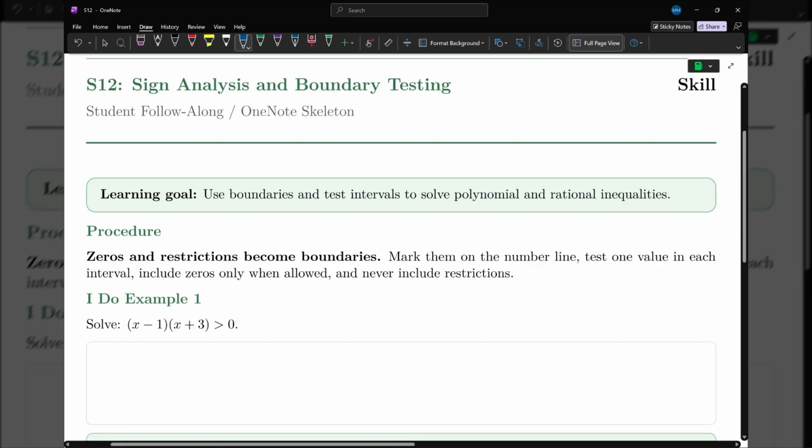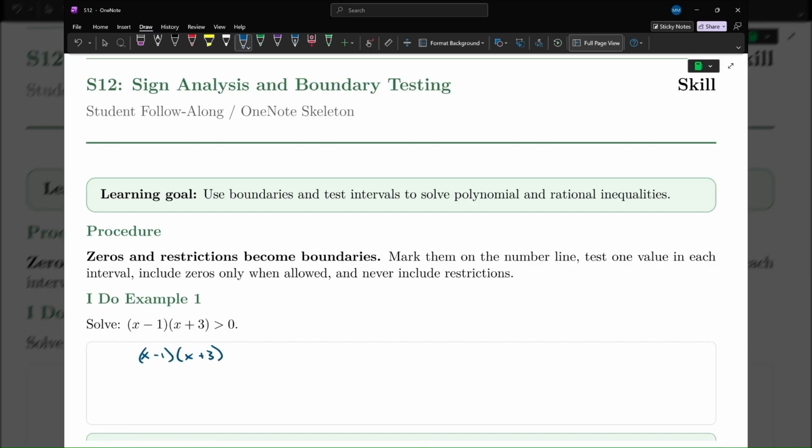This first question asks us, when is x minus 1 times x plus 3 positive? Our first thing is going to be to ignore the inequality and ask what's happening at the boundary. I want to know what's splitting my number line up. So x minus 1 times x plus 3 equals 0. When is that going to happen? I can see I'm going to get x is 1 or x is negative 3. So that's going to break my number line into 3 segments.